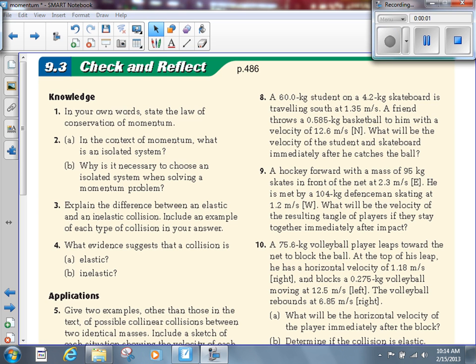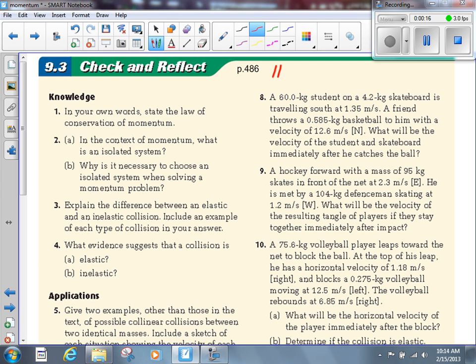Right, guys, let's take a look at page 486, the homework questions that we had last night. Any issues with page 486, number 1 to 11, please? Number 11? Okay. Any others besides number 11? 7?